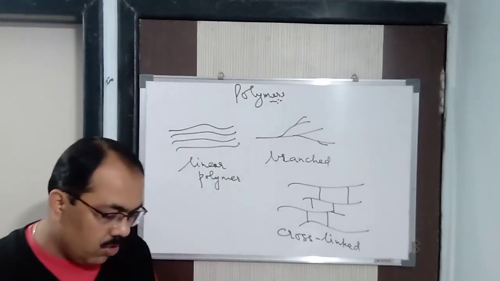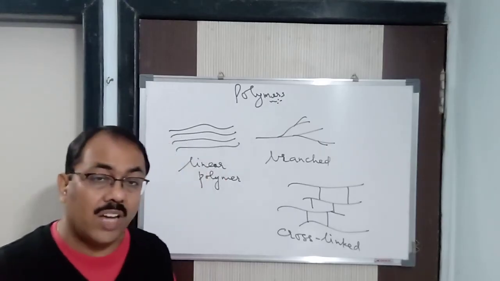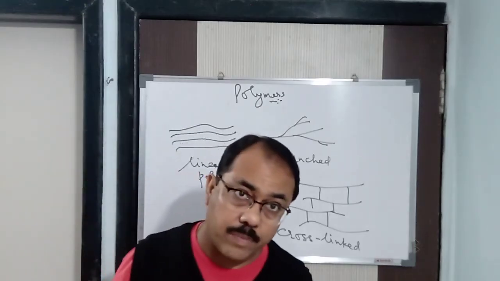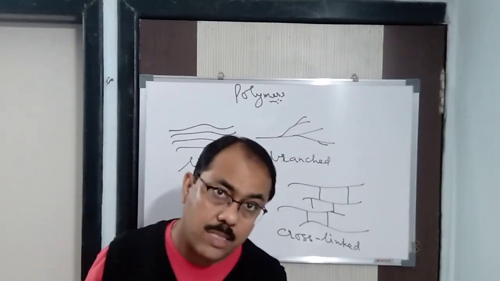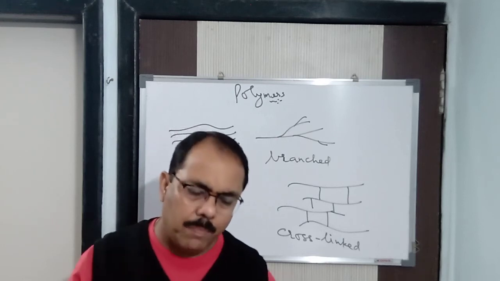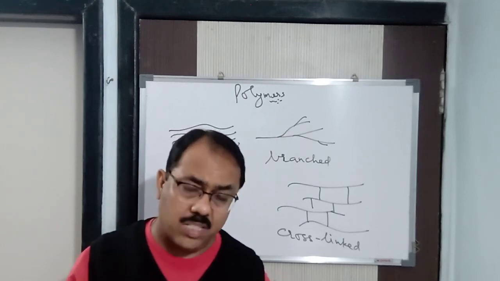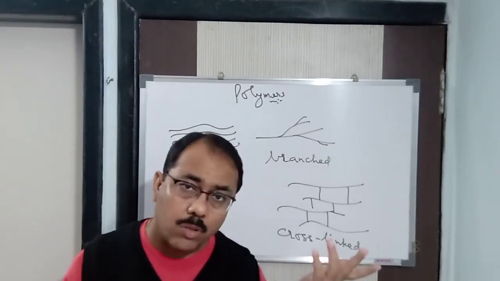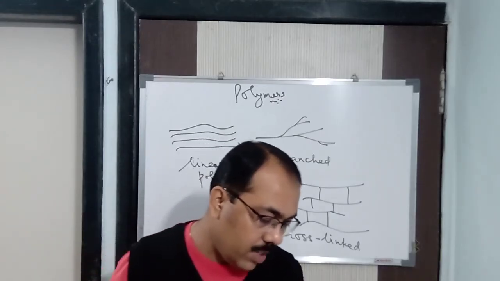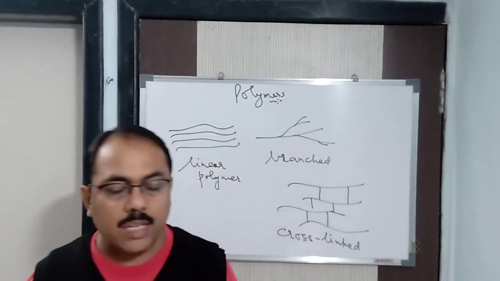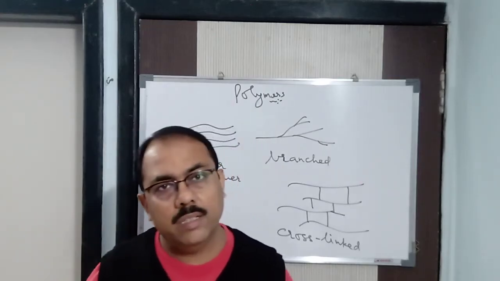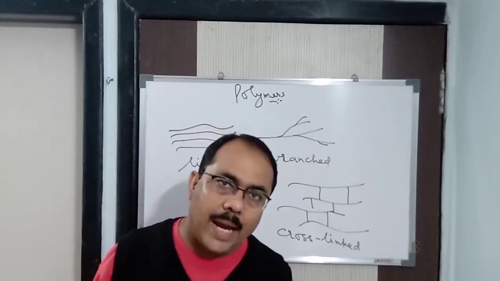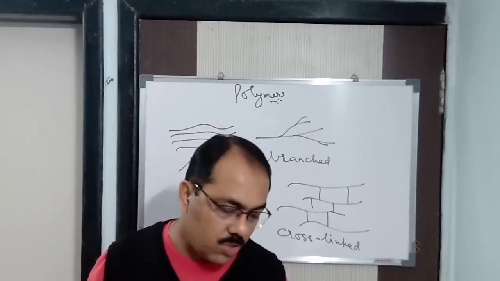Due to close packing of the polymeric chains, linear polymers have high density, high tensile strength and high melting point. Why high density? Because a large number of polymeric chains are present in a small volume. So volume is less, which means density will be more. High density polythene, HDP, is an example of a linear polymer. We also have low density polythene, LDP.